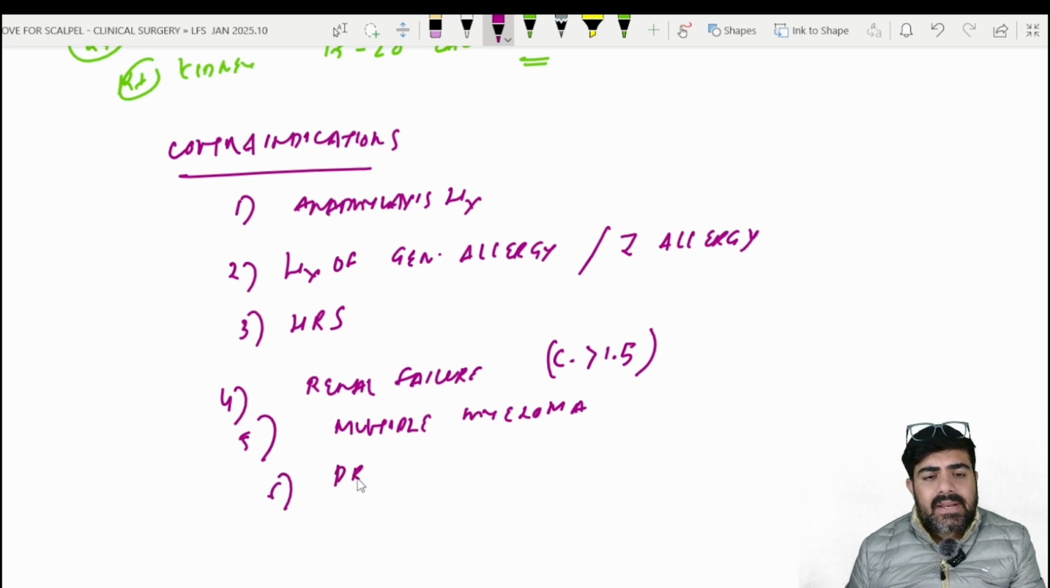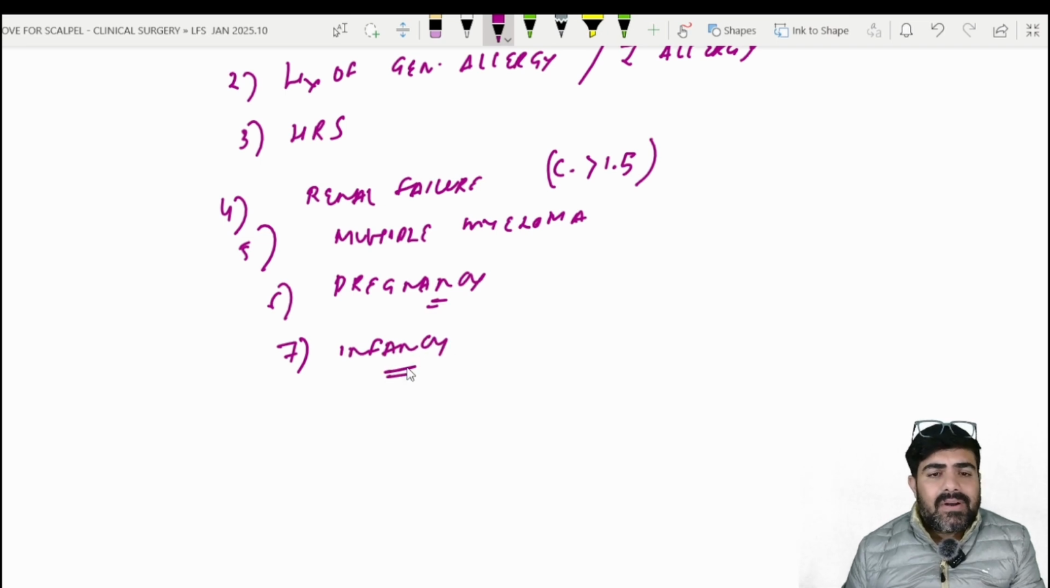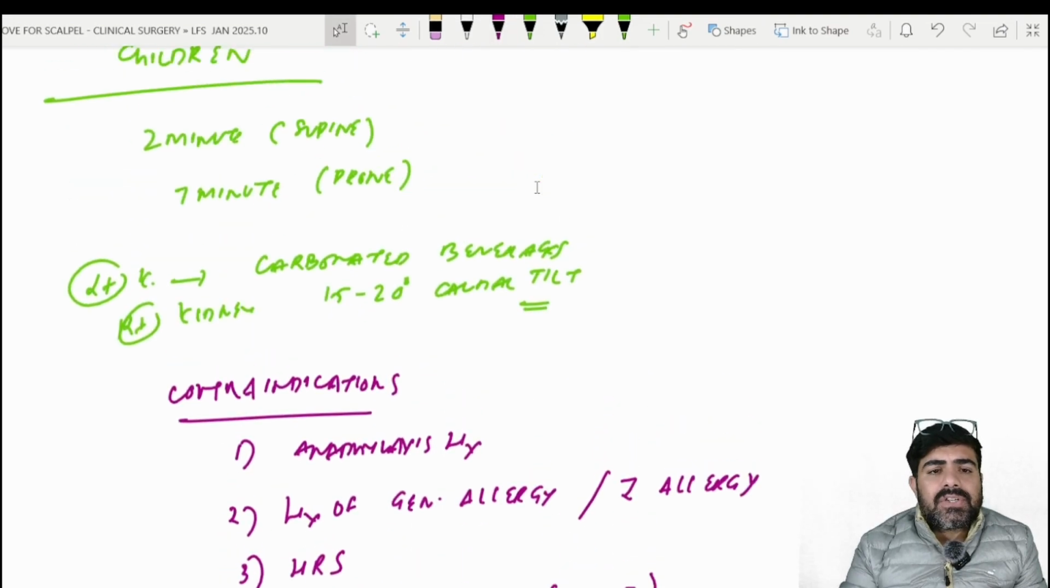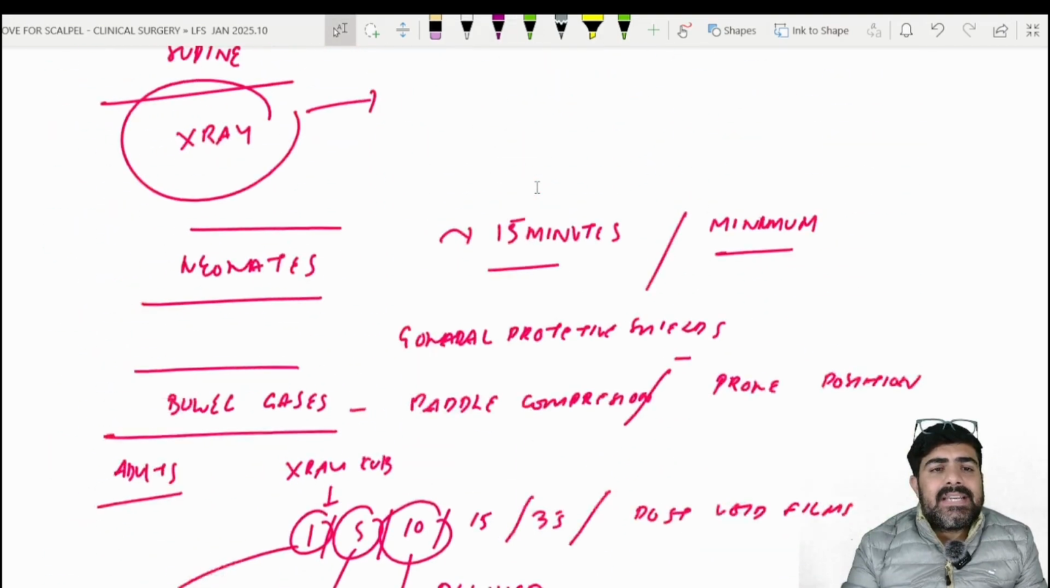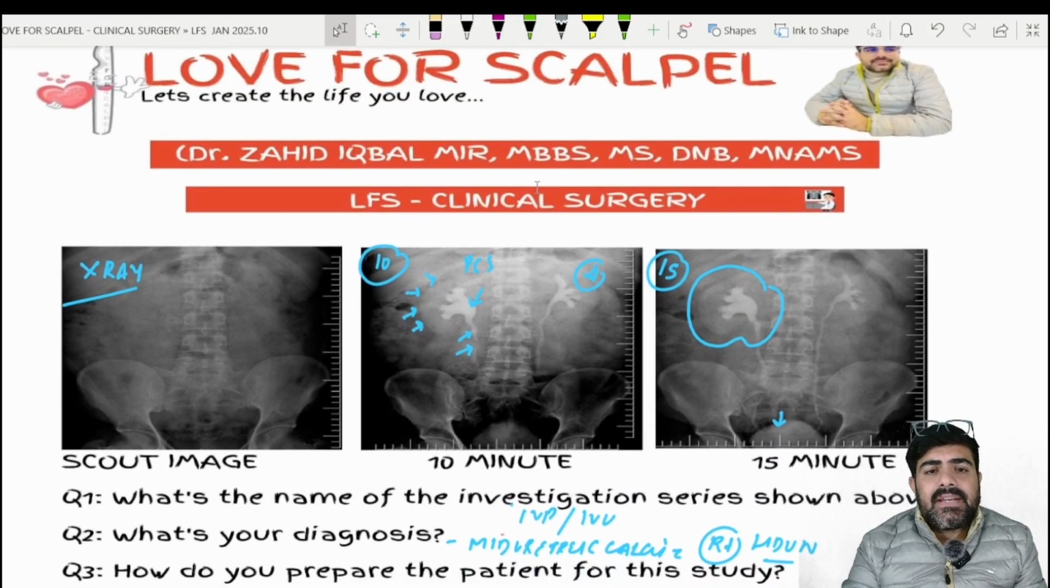And sixth, pregnancy. It is contraindicated in the first trimester because of radiation exposure. Then seventh is infancy, because the renal system is not well developed for excretion. Then eighth is hyperthyroidism, and ninth is diabetes. Okay, so this is all about the questions asked in this radiographic series. This was an IVP, and the diagnosis was mid ureteric calculi with right-sided hydronephrosis.